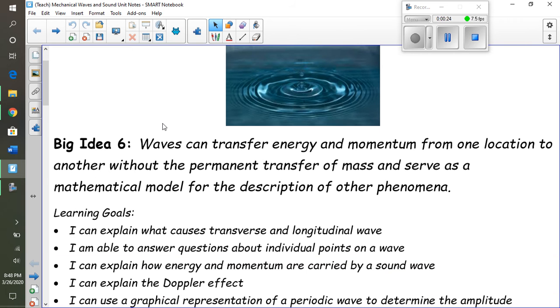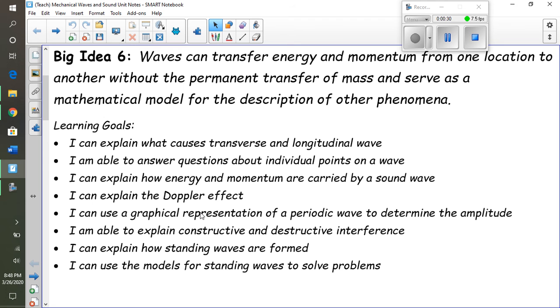Here we see the big idea, number 6. It's the only big idea for this unit. You can read through that. And we have our learning goals, which you can read through. Not sure how I'm going to assess these. If I'm going to, we'll figure something out.